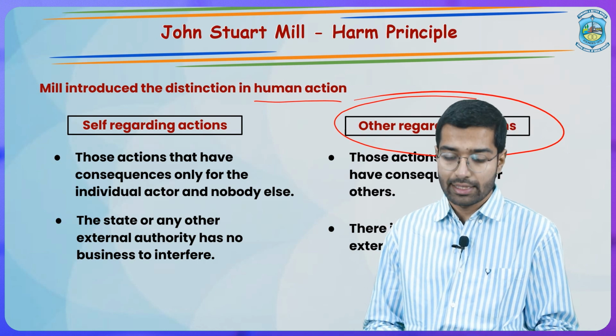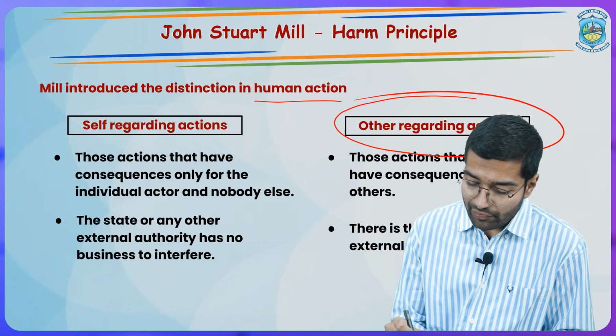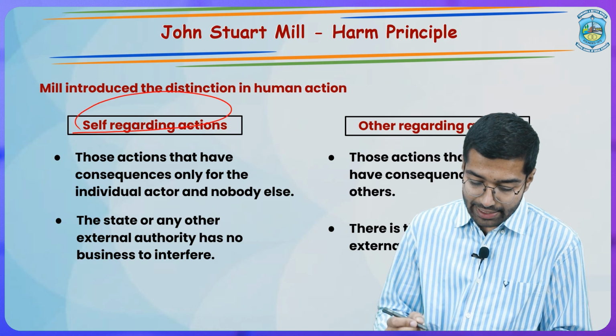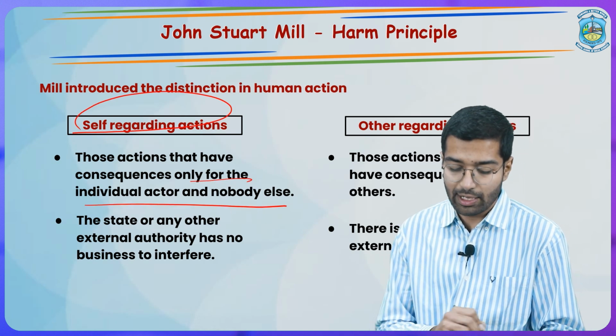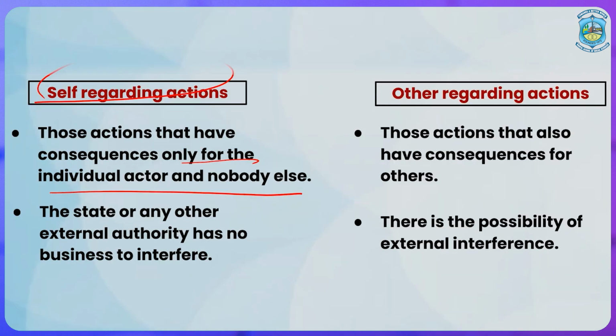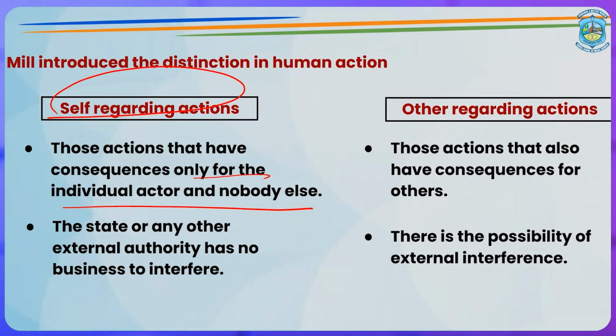Now we should read this point. What is self-regarding action? In self-regarding action, the actions have consequences only for the individual actor and nobody else. When the consequences are only for myself and nobody else, it is known as self-regarding action. Other-regarding actions are those actions that also have consequences for others. When your action has consequences for others, then these are known as other-regarding action.